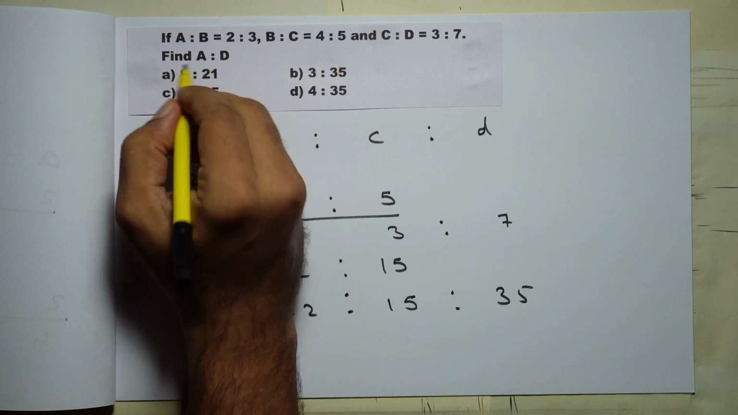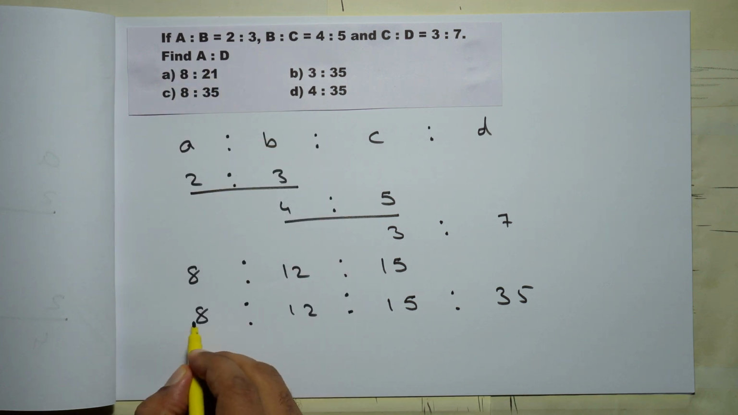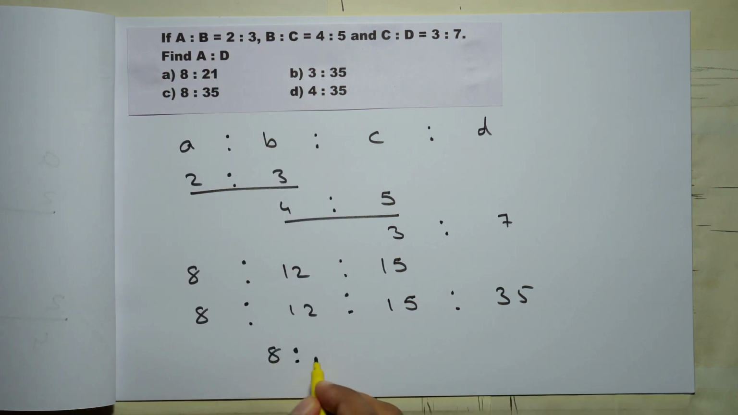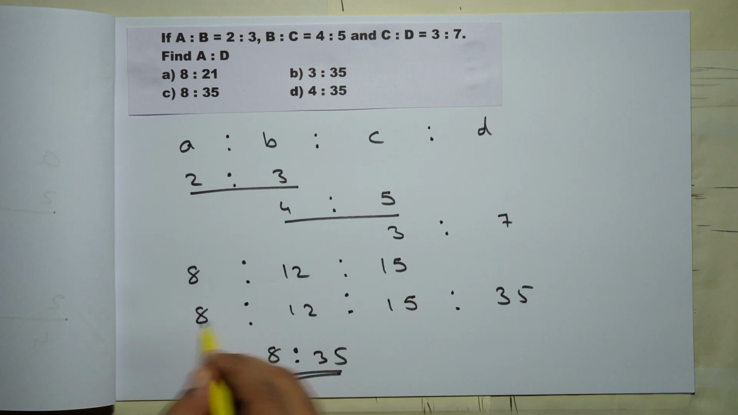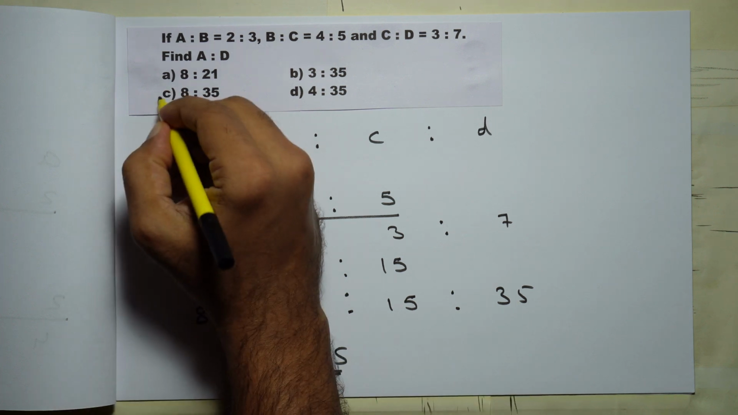Now what we need to find out is A is to D. A is to D will be 8 is to 35. So the required ratio A is to D is 8 is to 35. That is option C.